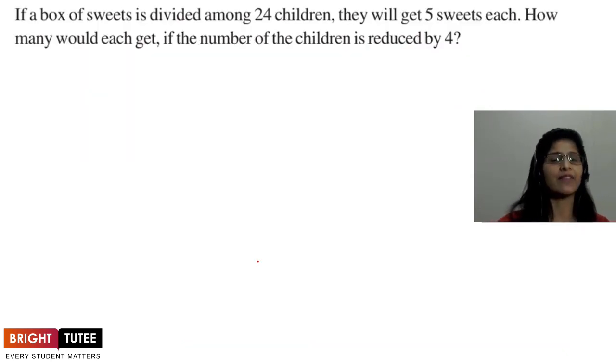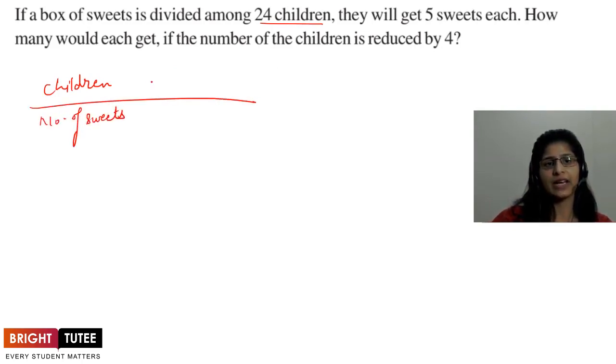Moving ahead, we have another question. It says, if a box of sweets is divided among 24 children, how many students are there? 24. So we will write children, that means the number of children here, and the number of sweets.